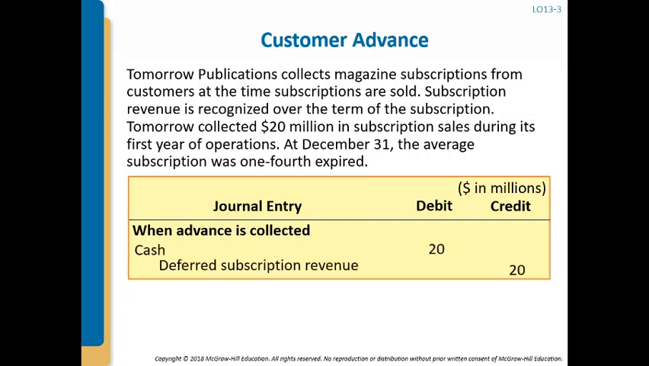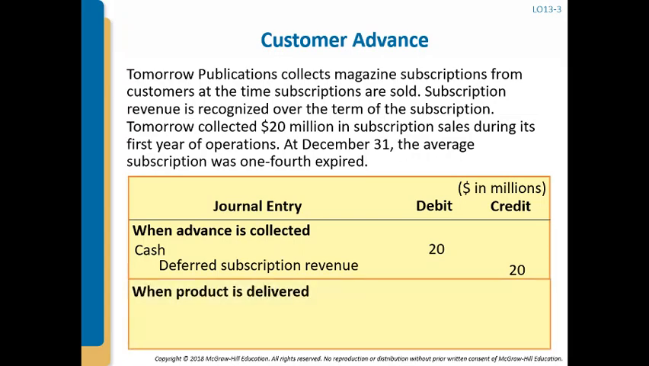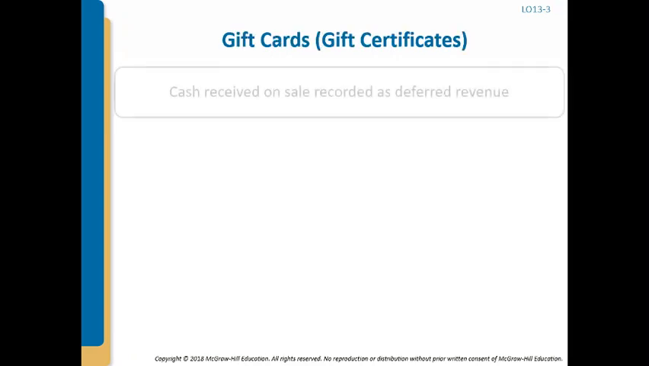First, they're going to recognize the advance when they collect it, so this would be the collective sum of all monies collected for subscriptions. And so they record a deferred subscription revenue, and then as they earn it, they're going to take it out of deferred subscription revenue and recognize subscription revenue.